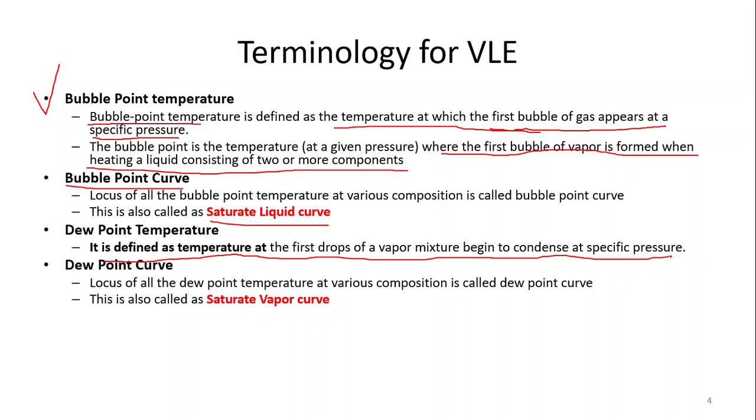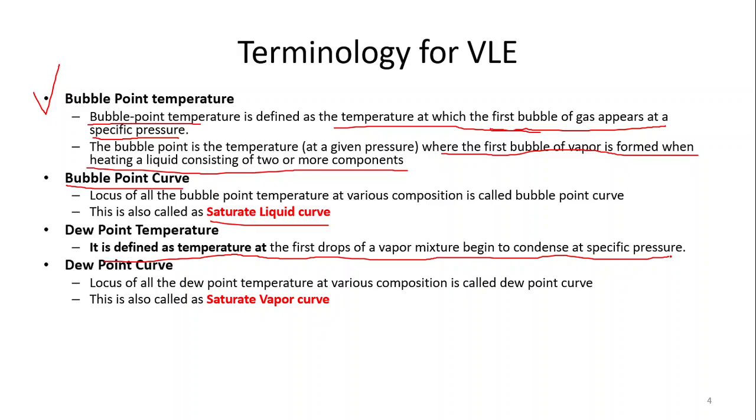Dew point values are different from bubble point values, but for a pure component the bubble and dew points are the same. For example, water boils at 100 degrees Celsius, meaning it changes from the liquid phase to the vapor phase at 100 degrees Celsius. Similarly, when all the water is in the vapor phase and you condense it, at 100 degrees Celsius it becomes liquid from vapor. So the bubble point and dew point are the same for a pure component, but in a mixture they are different.